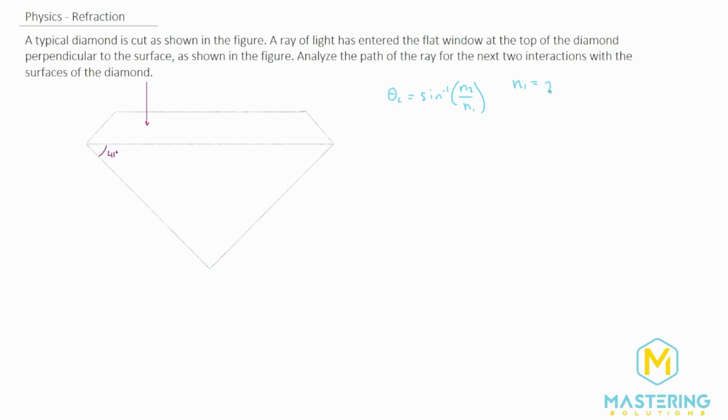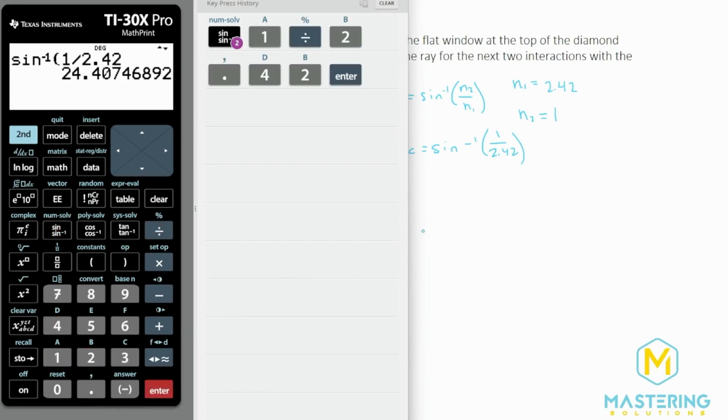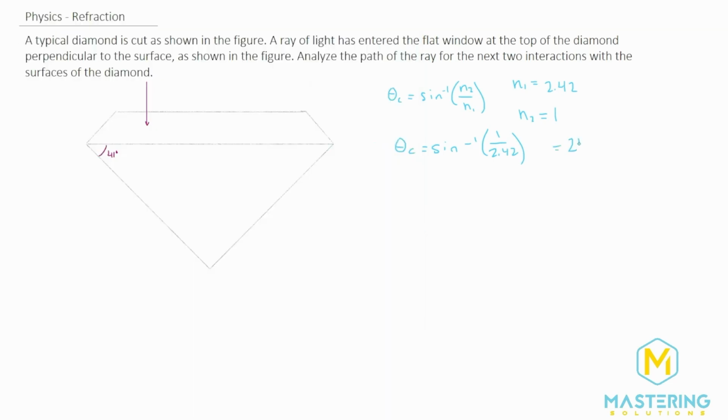And from the book, we see in the table that 2.42 is the index of refraction. It's in air, of course, so n2 is going to be 1. And so the critical angle is equal to the inverse sine of 1 over 2.42. So inverse sine of 1 divided by 2.42 gives us 24.4 degrees. We could just round that and say 24 degrees. So that is our critical angle.